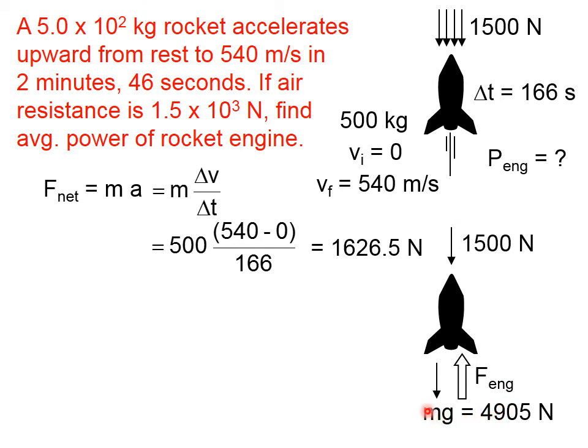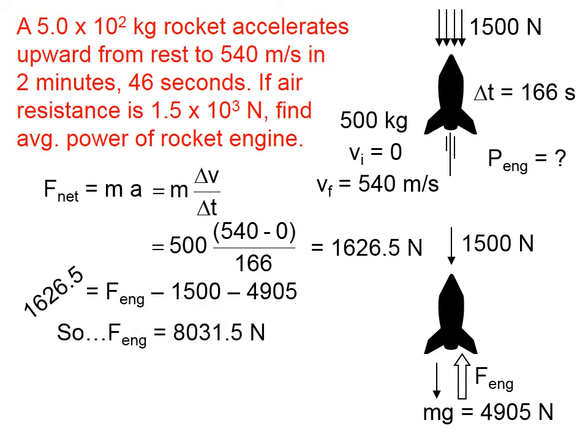But if we look at this free body diagram, those are the only forces that are acting on this rocket. In other words, the sum of these must equal 1626.5. Let's go ahead and write that out. The net force on this rocket should be the force from the engine upward minus 1500 minus 4905, and that should equal the net force. But this left side of the equation we just calculated. So I'm going to go ahead and change that to 1626.5, which means we can calculate the force exerted on the rocket due to the engine.